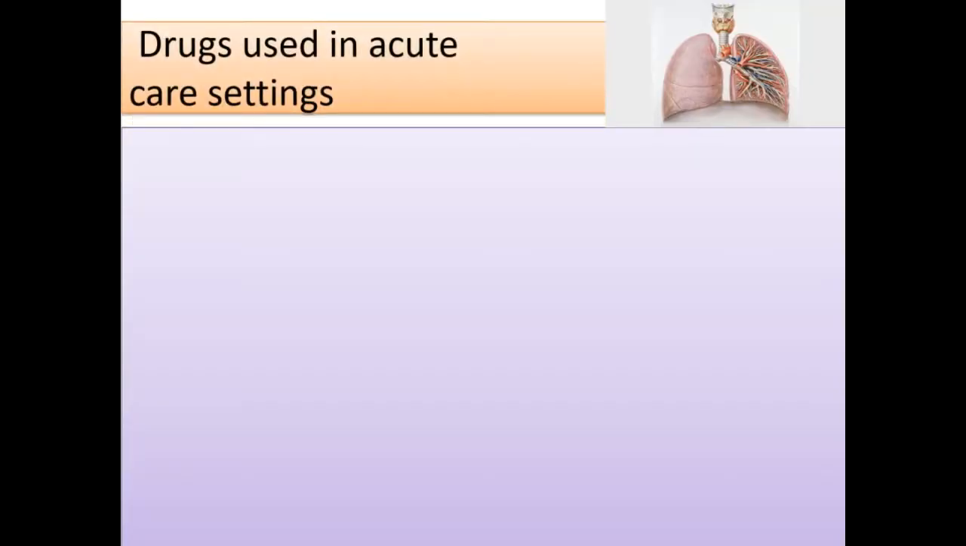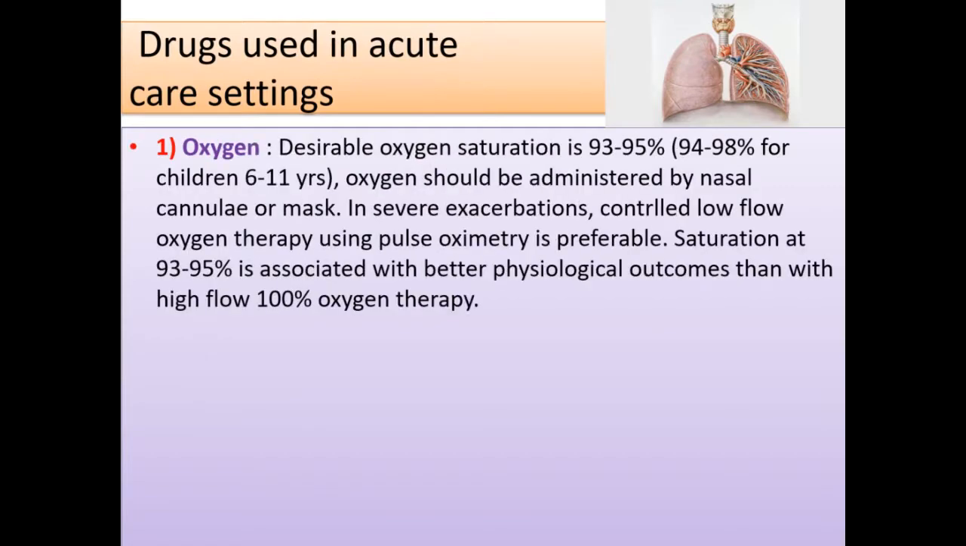Drugs used in acute care settings. 1. Oxygen. Desirable oxygen saturation is 93-95%, or 94-98% for children 6-11 years. Oxygen should be administered by nasal cannula or mask. In severe exacerbations, controlled low-flow oxygen therapy using pulse oximetry is preferable.